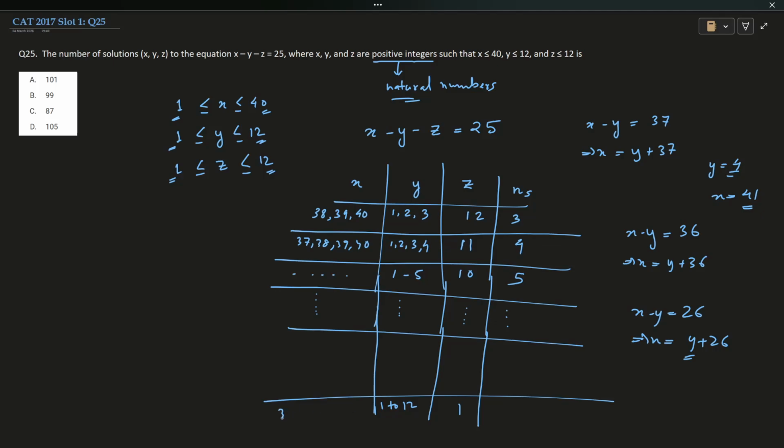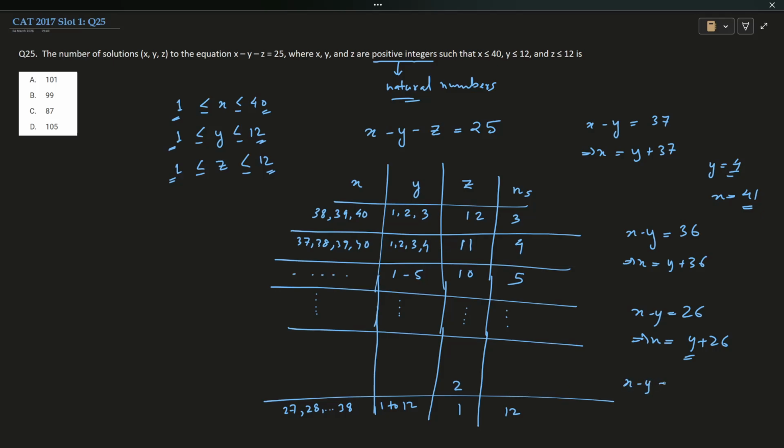If y is 1, I will have 27. Not 37, guys, 27. My bad. It will be 27. When y is 2, I will have 28 like this. And when y is 12, I will have 38. How many values are there? 12 values.